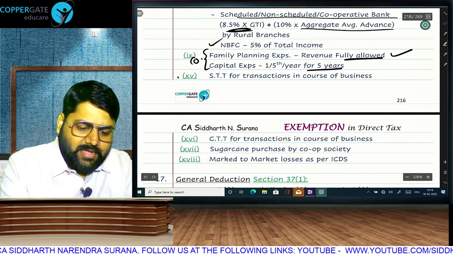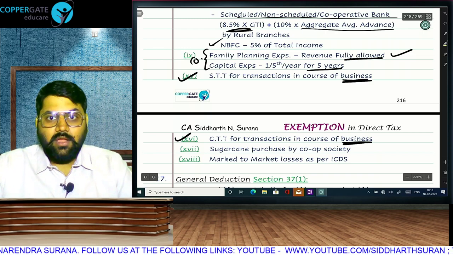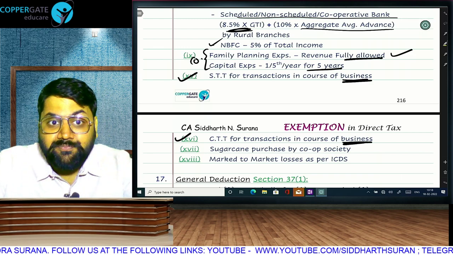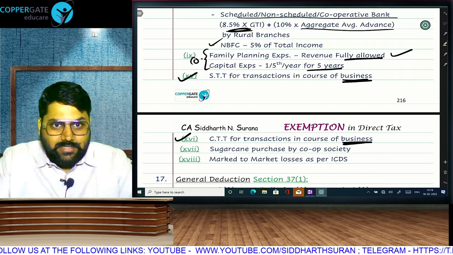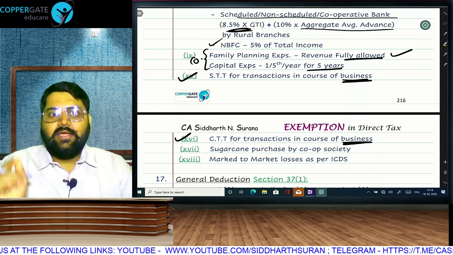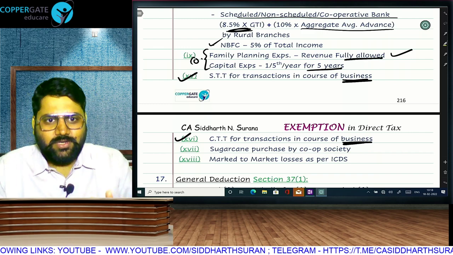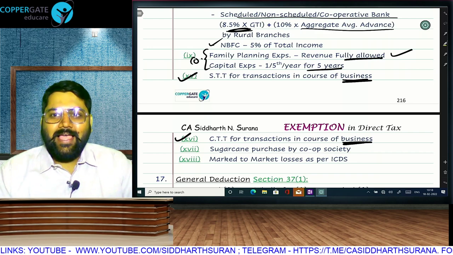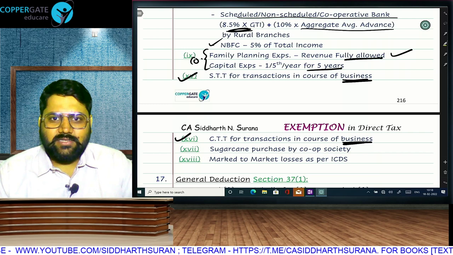If you pay any STT or CTT in course of business, pay very careful attention. STT or CTT paid in course of business. So I am doing futures and options trading. That's my speculation business. If there is any STT on that, I will be allowed as a deduction against my income. I have suffered losses only. But in case there is any profit, I will be allowed as a deduction. STT, CTT will be allowed as a deduction.